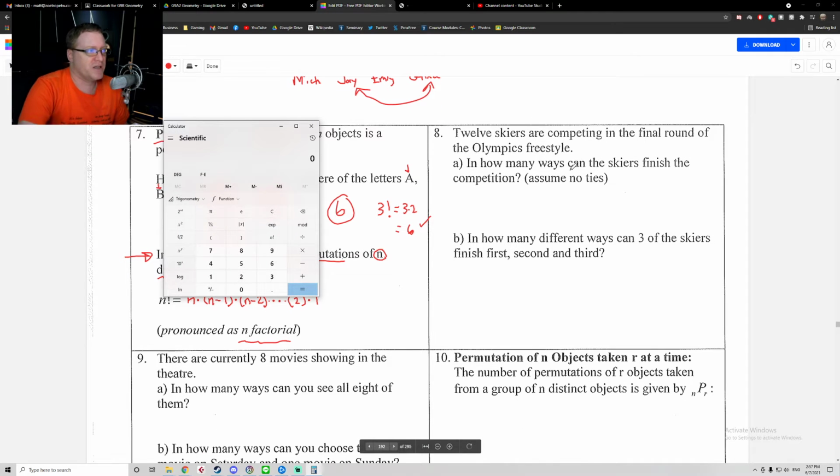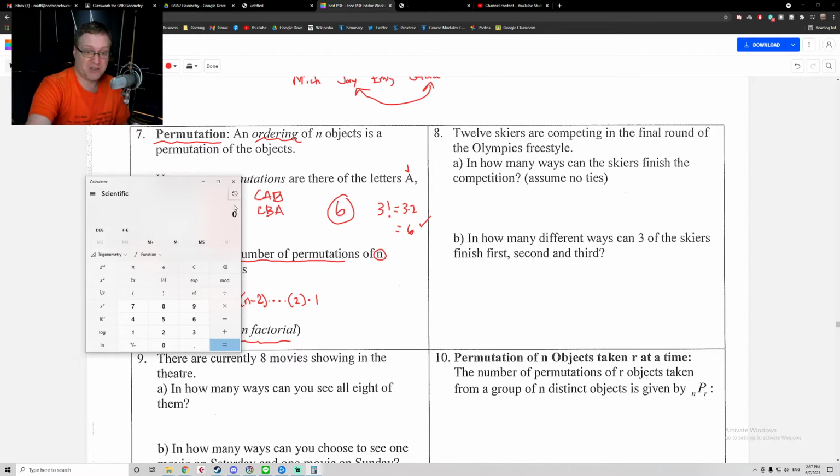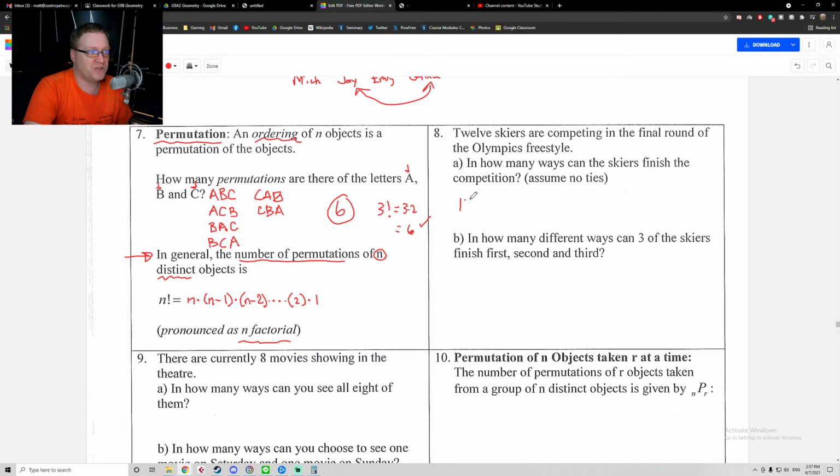So let's look over here. It says 12 skiers are competing in the final round of the Olympic freestyle. How many ways can the skiers finish in the competition? All right, we want to know how many different orders there are of the 12 skiers. Like this skier gets number 1, this skier gets number 2. How many different ways can that happen? Well, it's the number of permutations of these 12 skiers. So we can find the answer just by doing 12 factorial.